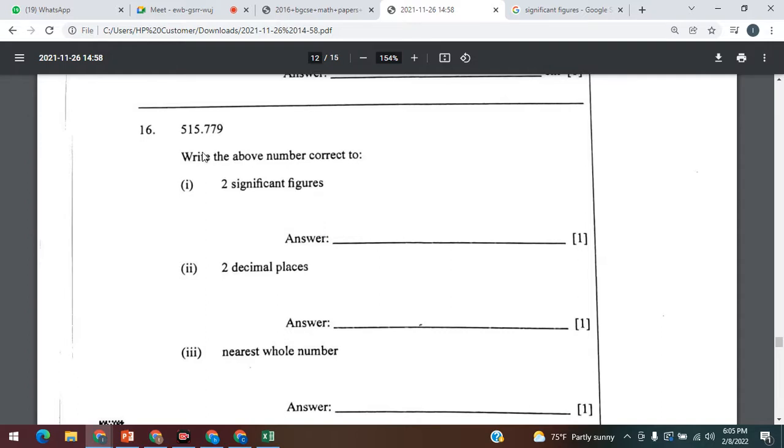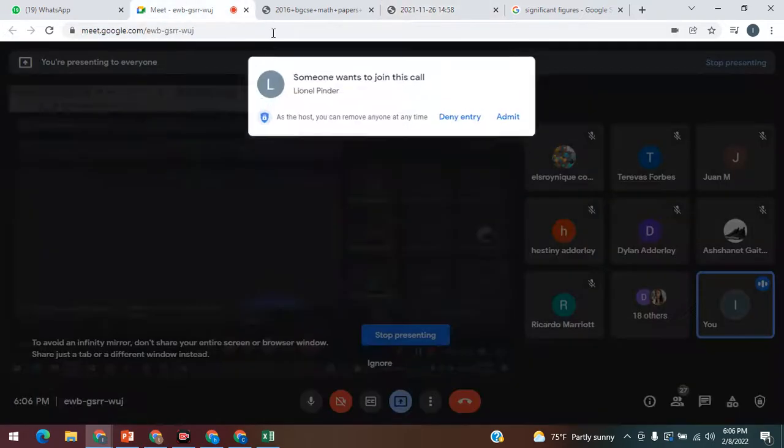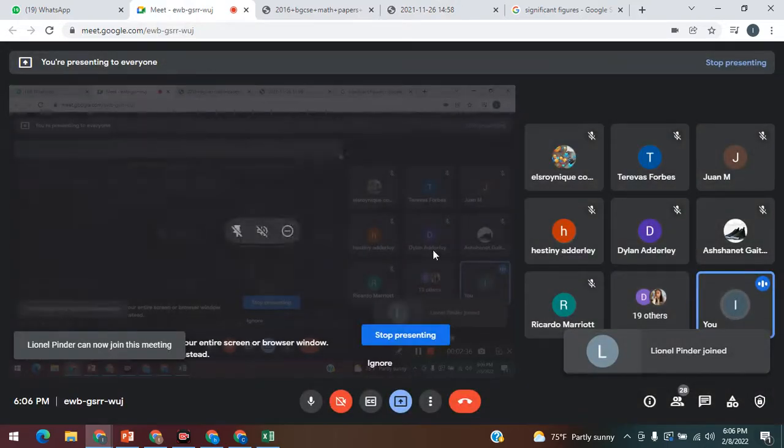Okay, so number 16, it says 515.779. Write the above number correct to two significant figures. So the first question that I want to ask and answer is, what are significant figures?